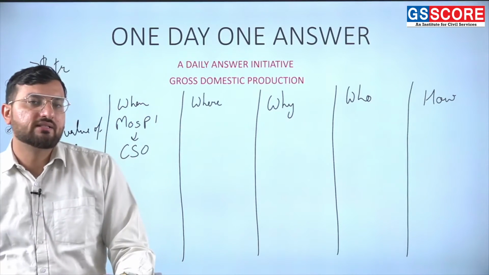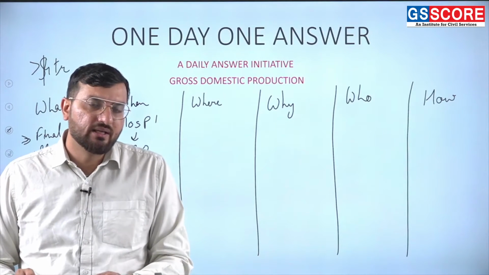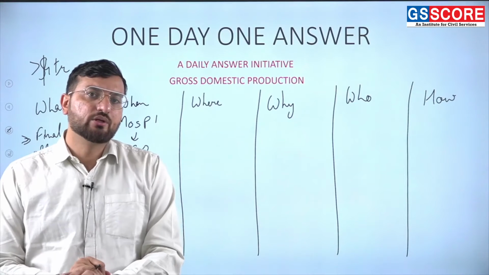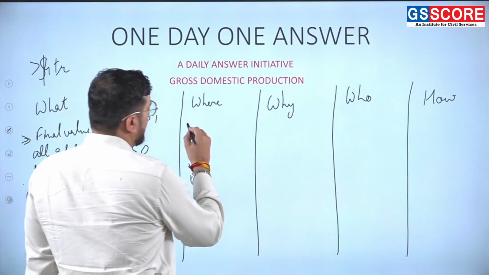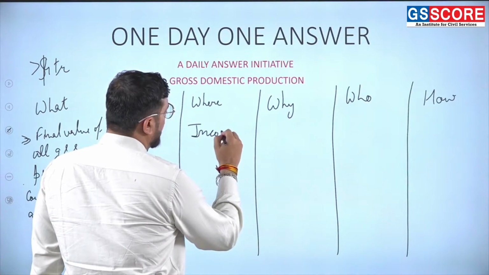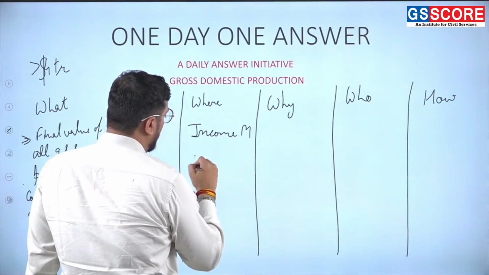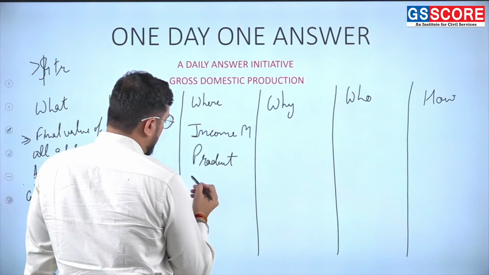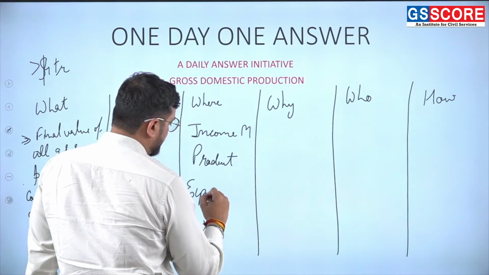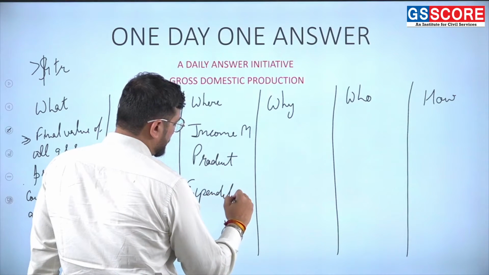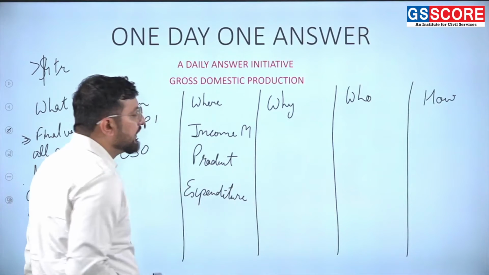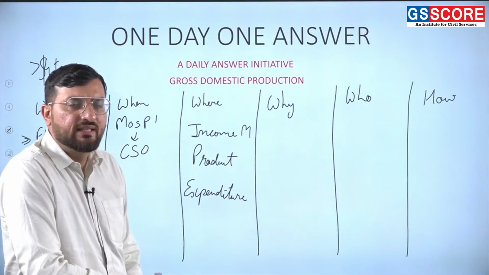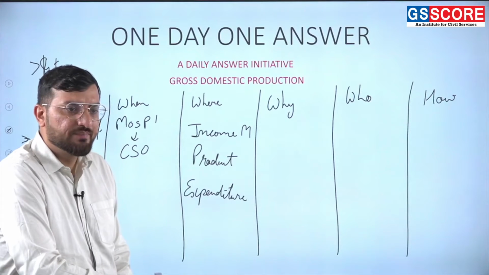GDP is calculated by national agencies such as MOSPI. In this part, we'll be using three types of methods: the income method, the product method, and the expenditure method. Hypothetically, all these three methods will give the same result.